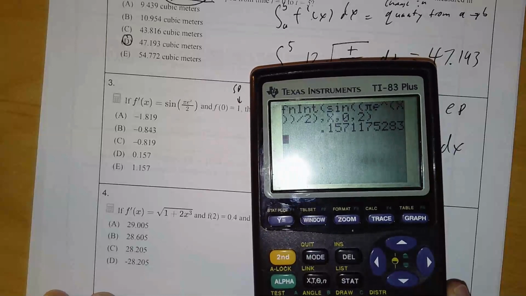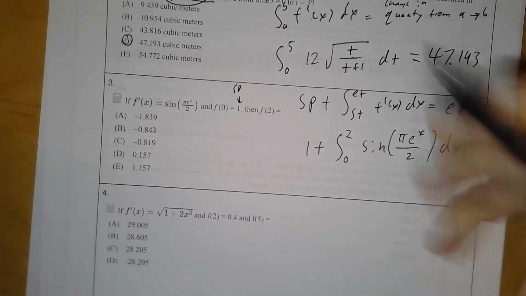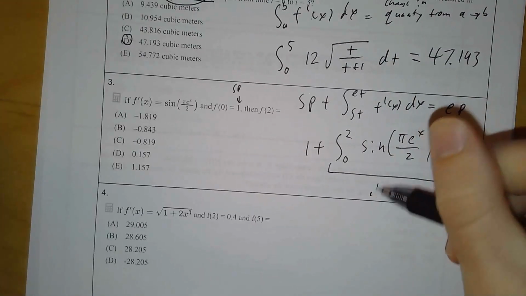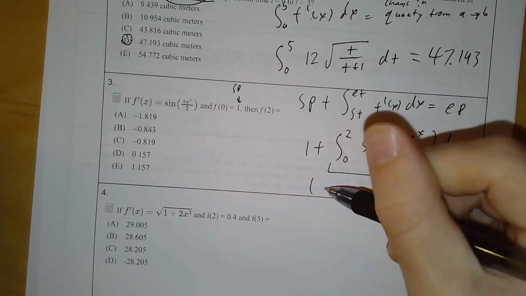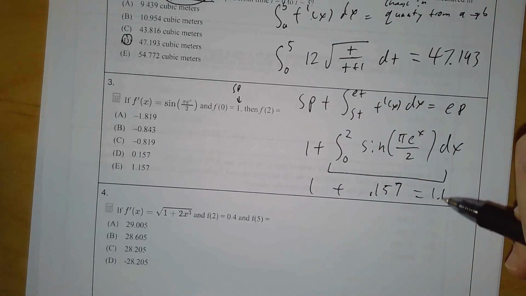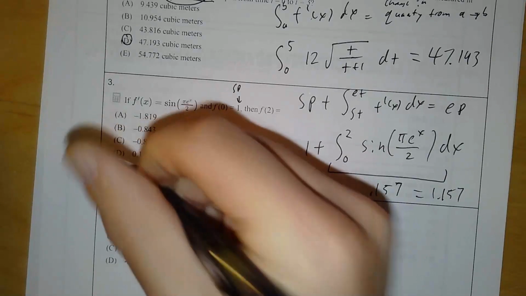It's good learning, guys. So, okay, it's 0.157. Plus that 1 is 1.157. So it must be E.